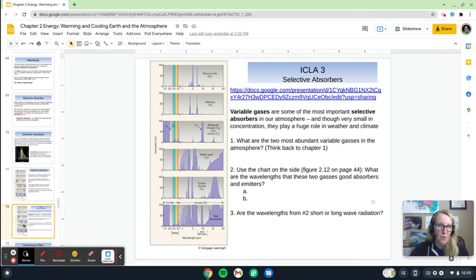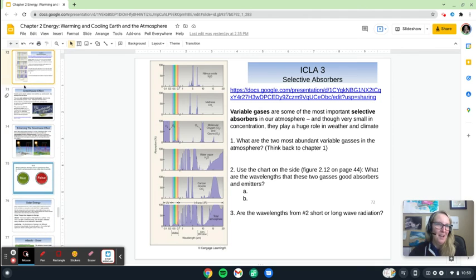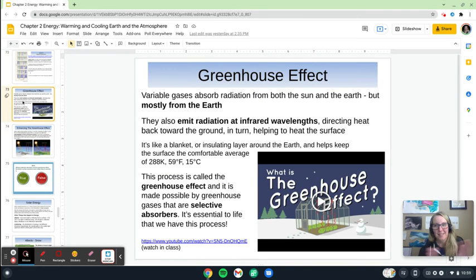Okay, so now you have an in-class lab activity. You will be answering some questions about this lovely graph, so please get familiar with it. And those selective absorbers are like our deeper level of how the greenhouse gas works, or greenhouse effect works.